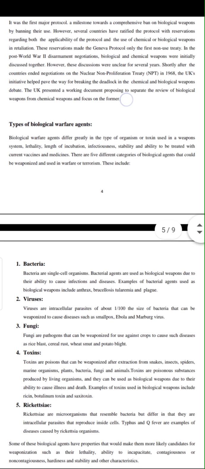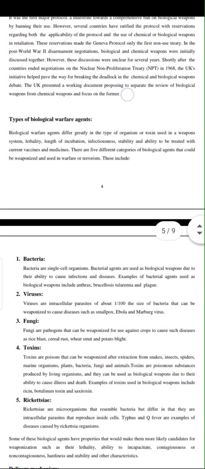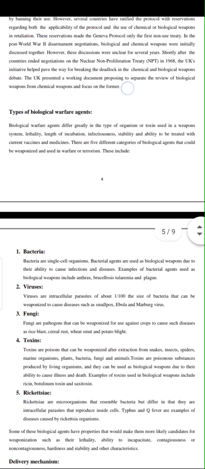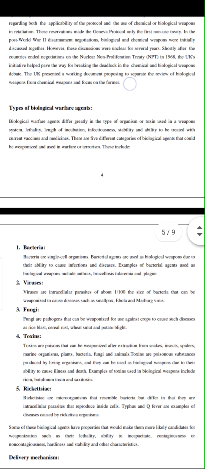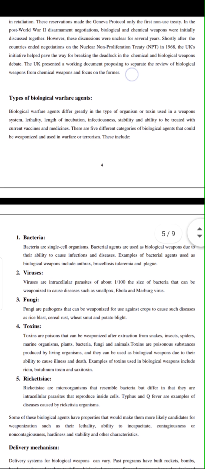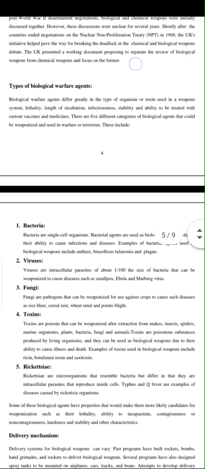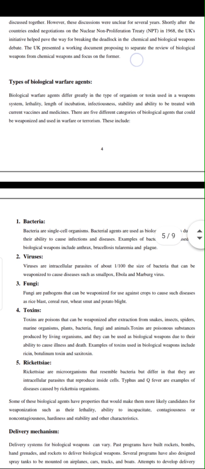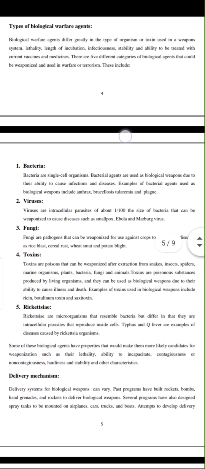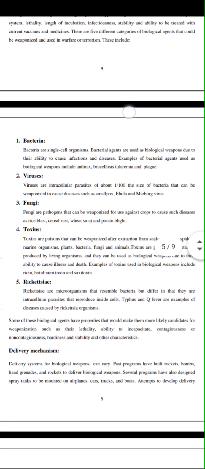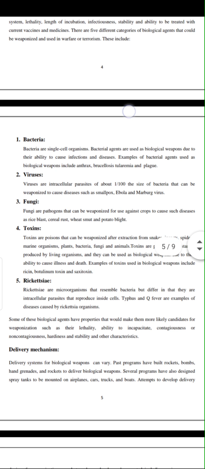Then I will discuss its types. There are five different categories of biological weapons that could be weaponized and used in warfare or terrorism. These include bacteria, viruses, fungi, toxins, and rickettsia. I will discuss them separately. First of all, I will tell you about the bacteria.